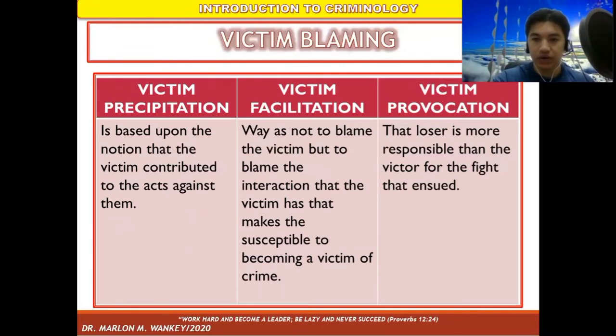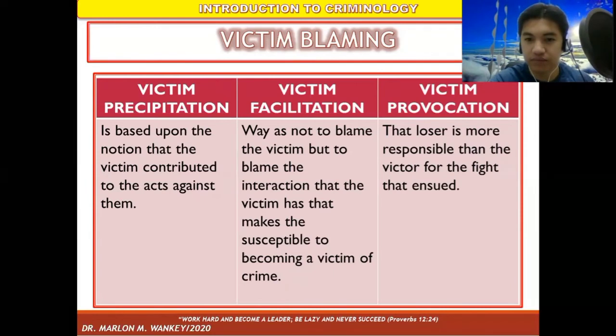Jewelries may catch the attention of thieves, which will lead them to rob that person, kill that person in order to get the jewelries. Kumbaga pinakita mo na lang na linatag mo lahat ng iyong alahas upang sa ganun ipakita sa mga tao, ayan na, pwede nyo nang kunin.